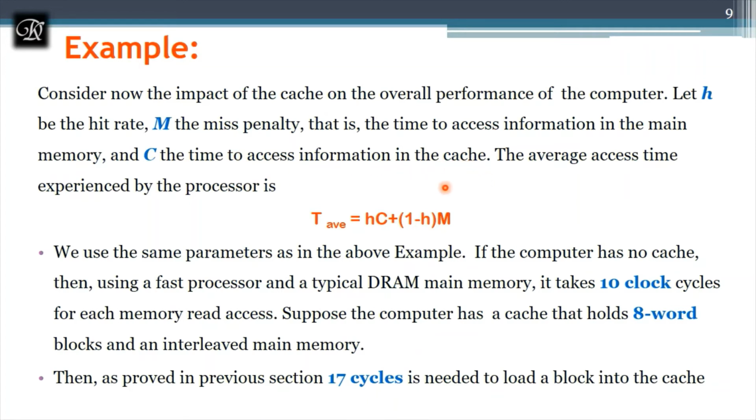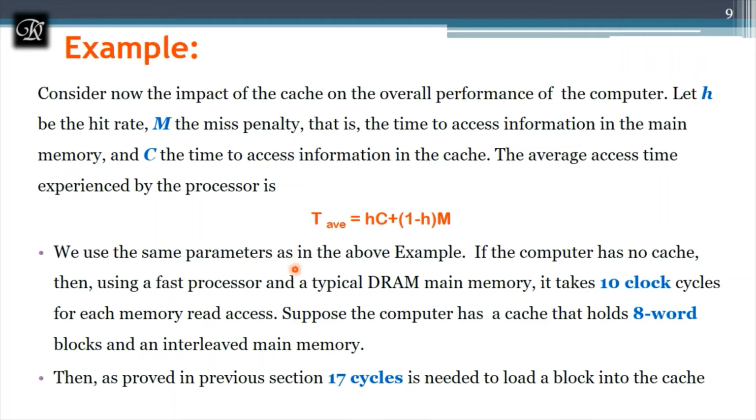The average access time can be calculated with the formula: T average is equal to h times C, where C is the cache time used to access the data, plus (1 minus h) times M, where 1 minus h means the miss rate, multiplied by the miss penalty.